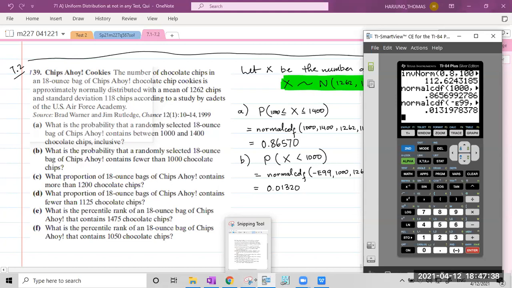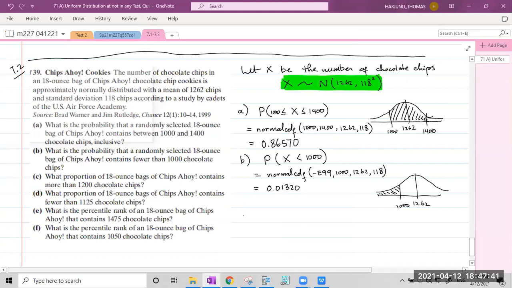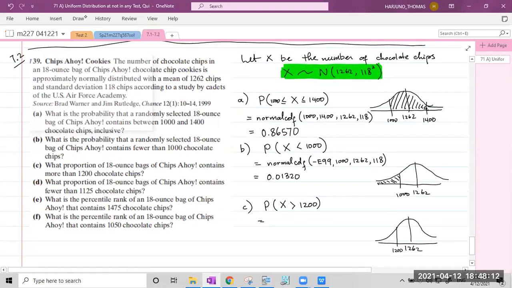Part C. What proportion of 18-ounce bags of Chips Ahoy contains more than 1,200 chocolate chips? Probability that X is more than 1,200. Let's sketch that again to help us visualize that. The mean is 1,262, 1,200 is to the left of that, but you need greater than 1,200.